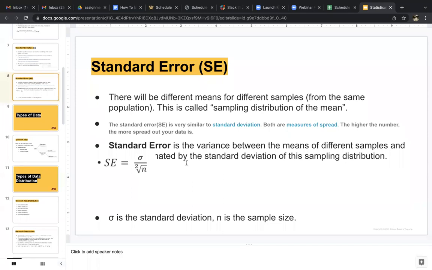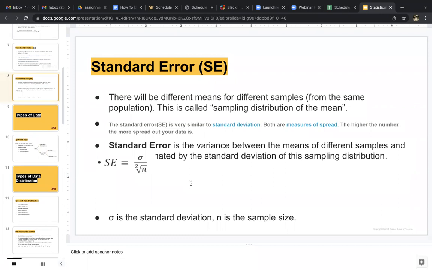Then, what is standard error? So there will be different means for different samples from the same population. This is called a sampling distribution of the mean. So the standard error is very similar to the standard deviation we just saw. Both are measures of the spread of the data around your mean. The higher the number, the more spread out your data is.